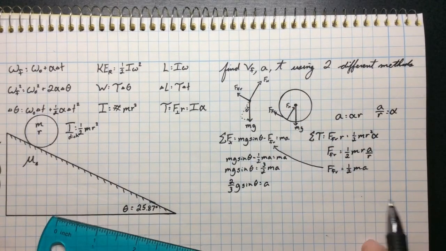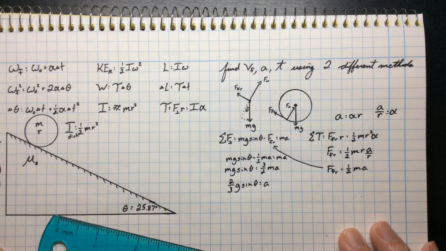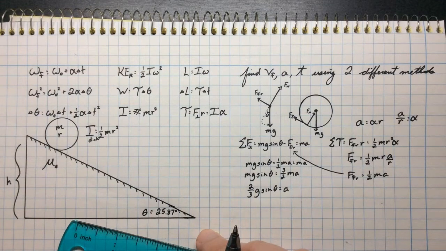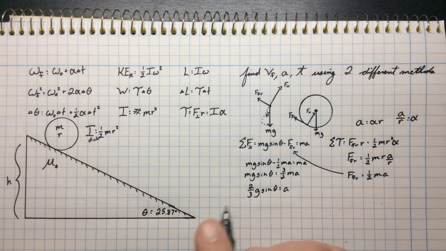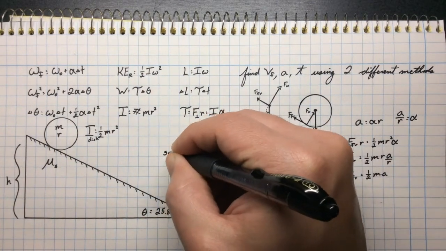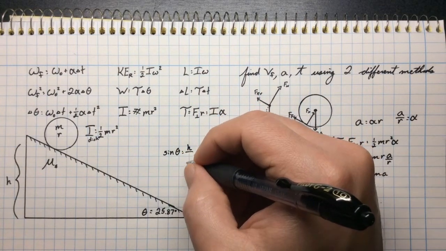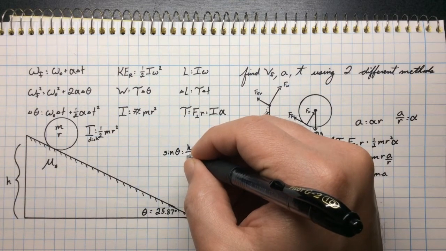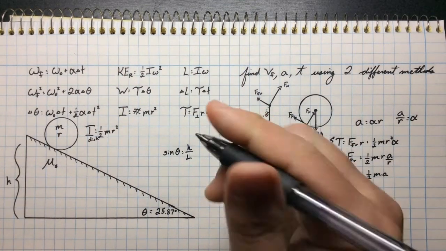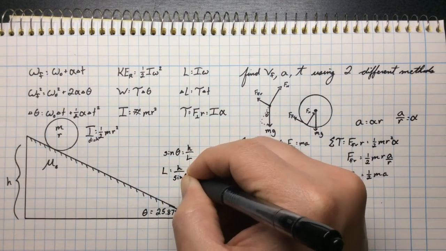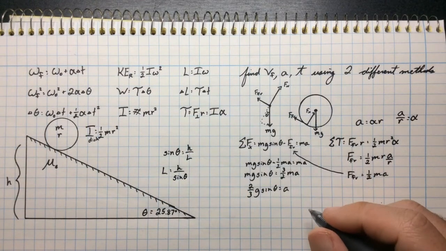If we have the acceleration, then we can run simple kinematics and find out how fast this thing should be going at the end and how long it's going to take to get there. But we need to know how far this is, because that's how far it's going to be traveling. So using a little bit of trig, we want the hypotenuse side. We have h, and so I'm going to say that sine of the angle is opposite over hypotenuse. So h over, this is going to be a little weird, but I'm going to call it L. And so L is equal to h divided by the sine of the angle. And so that's how far we're going to go.